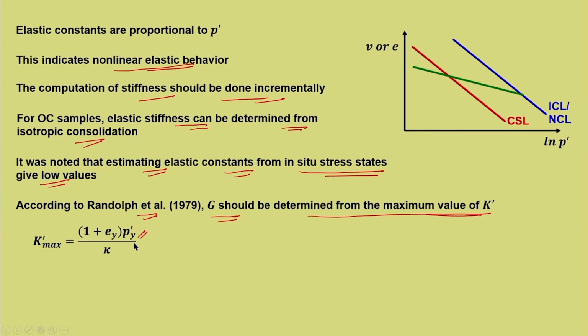And what is the maximum p dash? That is the yield stress for that particular yield curve, the extreme point of the yield curve, which is p dash y. So, k dash max should be 1 plus e y p dash y upon kappa, according to the recommendation given by Randolph and others. Here p dash y is referred to, and the corresponding void ratio is e y, and G is taken as 0.5 of k dash max according to the suggestion.